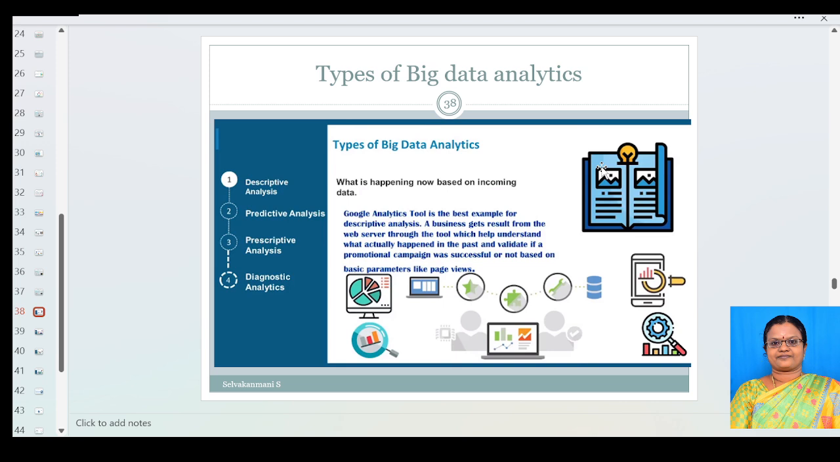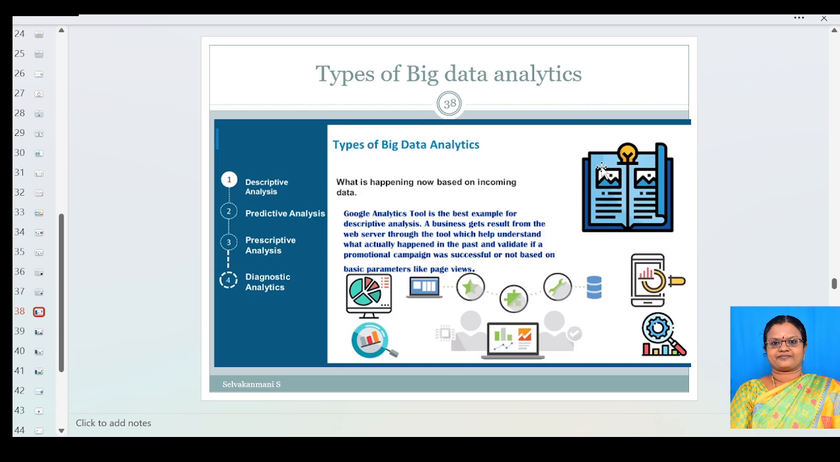So descriptive analytics tells you what is happening right now based on the incoming data. For example, the Google Analytics tool is the best example for this. A business gets results from the web server through this tool, which helps understand what actually happened in the past and validate if a promotional campaign was successful or not based on basic parameters like page views.